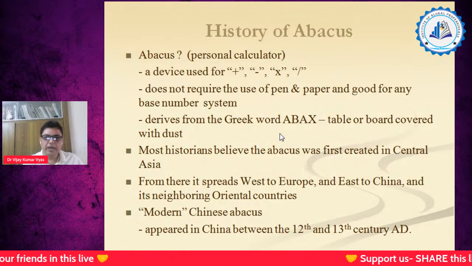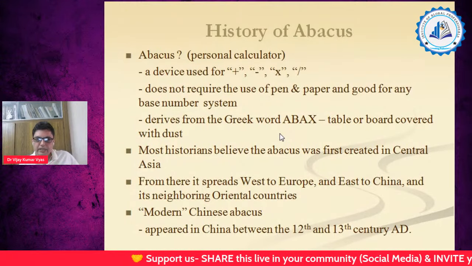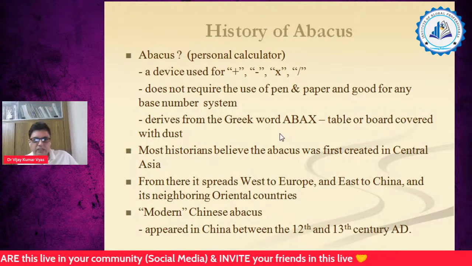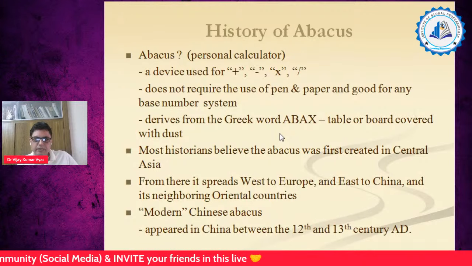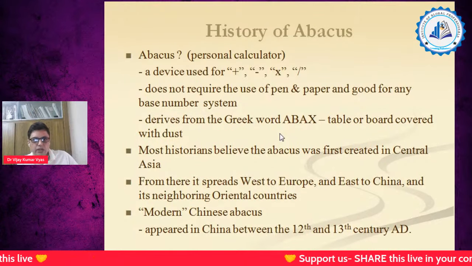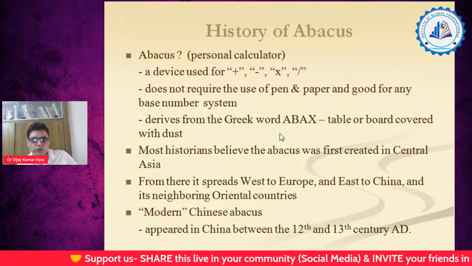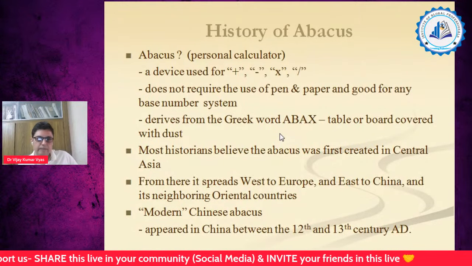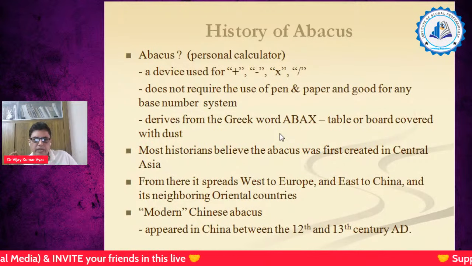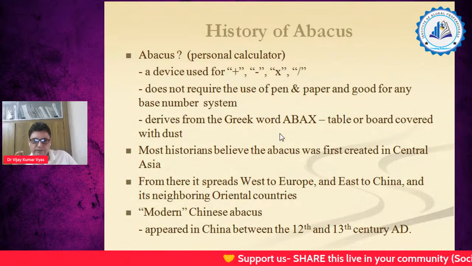The Abacus was derived in Central Asia in the early ages. It is a device used for addition, subtraction, multiplication and division. In this technique, we do not need pen and paper, and it is good for any base number system. As you know, in mathematics there are a few base number systems, like the binary system and the decimal system. The word Abacus is derived from the Greek word abex. Abex means a table or board covered with dust.